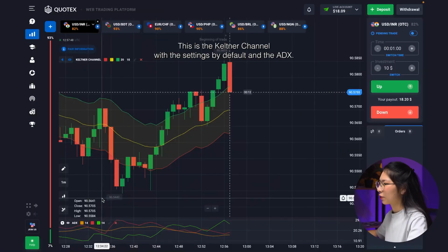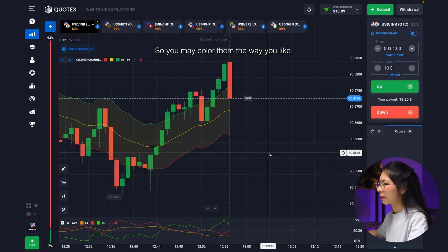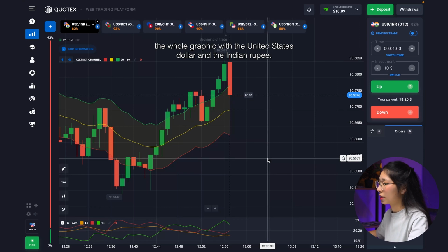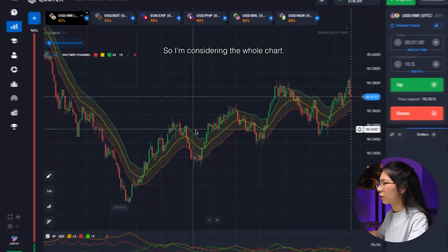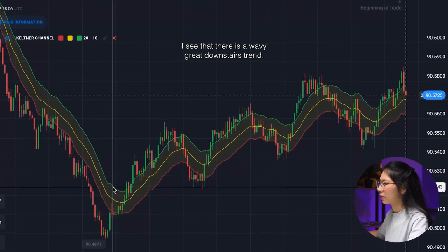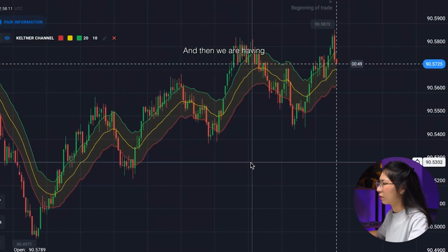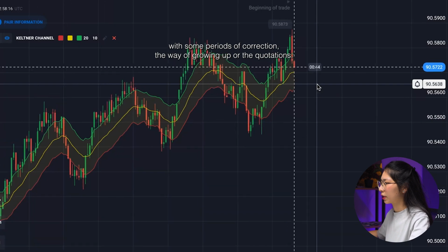This is the Keltner channel with the default settings, and the ADX, and you may color them the way you like. I'm going to consider the whole chart with the United States dollar and the Indian rupee. You see that there is a very great downtrend, with some periods of correction, a way of growing up of the quotations.